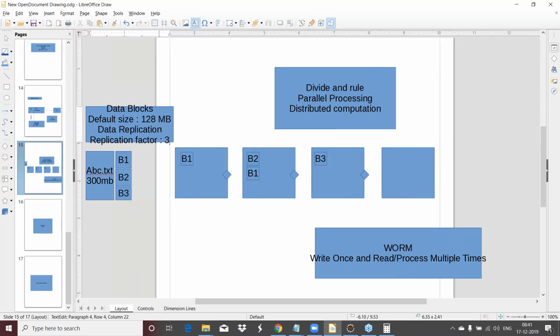So Hadoop says that I'm going to replicate the data 3 times. It means if you talk about this B1, I'm going to create 3 copies of B1, and I will keep these 3 copies on 3 different physical machines. Same is going to be the case with this B2. I'm going to create 3 copies of B2 and keep them on 3 different machines. Same is the case with this B3. I'm going to create multiple copies of B3. So I'm going to do it this way. Are you all with me?